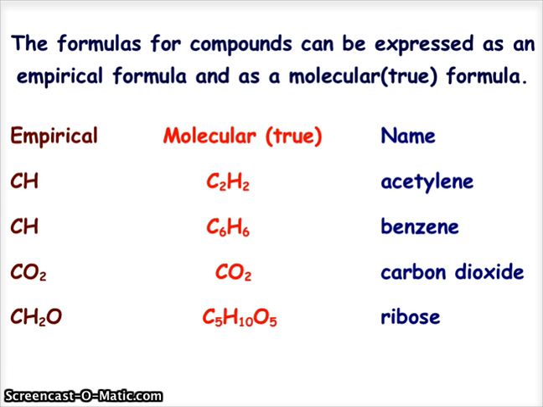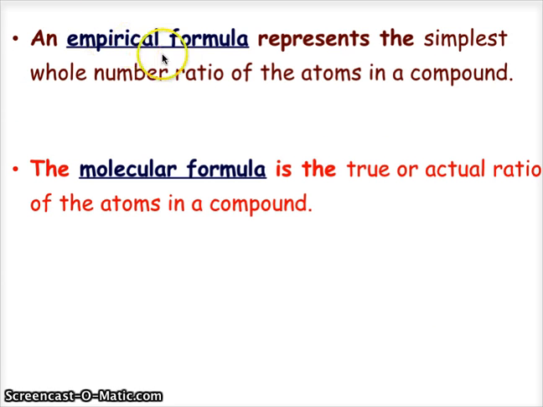So let's move on. Again, the empirical formula represents the simplest whole number ratio of atoms, and they must be whole numbers. You cannot have partial atoms. And then the molecular formula is the true ratio of the atoms in that compound.